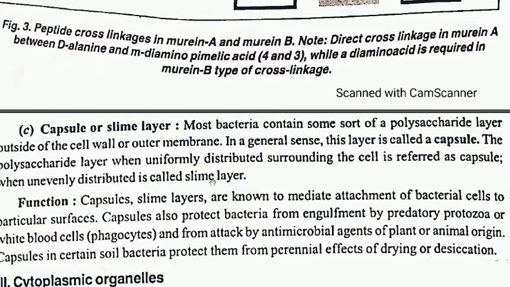So what is the difference? If it is uniformly distributed, it is known as a capsule, and if it is unevenly distributed, it is called the slime layer. And it actually comes under the term glycocalyx, which can be termed a polysaccharide and protein film that surrounds the bacterial cell. It may be found surrounding individual cells or colonies. It may also form a part of the complex organization of bacterial biofilms. So the capsule and slime layer are part of the glycocalyx.